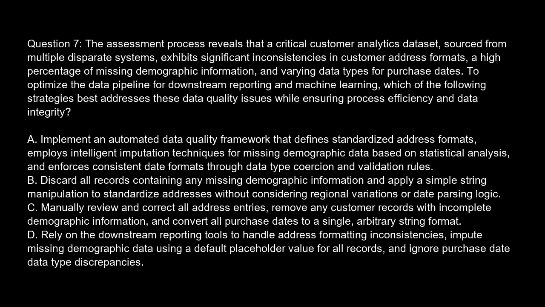Option C. Manually review and correct all address entries, remove any customer records with incomplete demographic information, and convert all purchase dates to a single, arbitrary string format. Option D. Rely on the downstream reporting tools to handle address formatting inconsistencies, impute missing demographic data using a default placeholder value for all records, and ignore purchase date data type discrepancies.